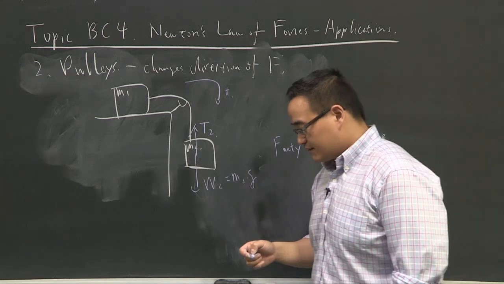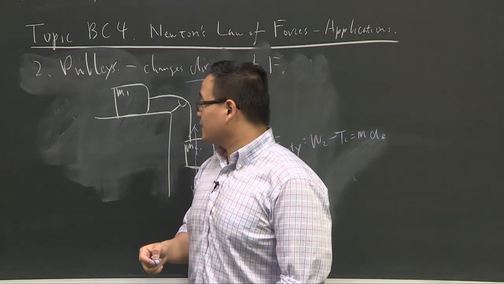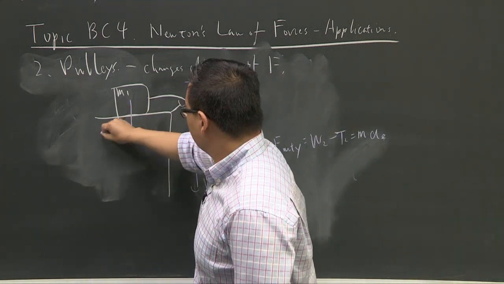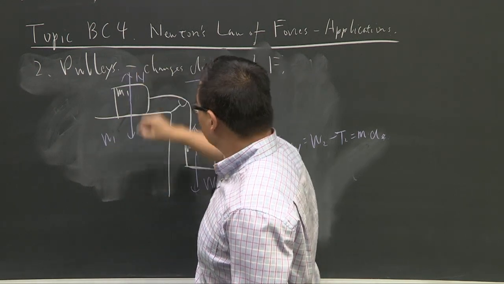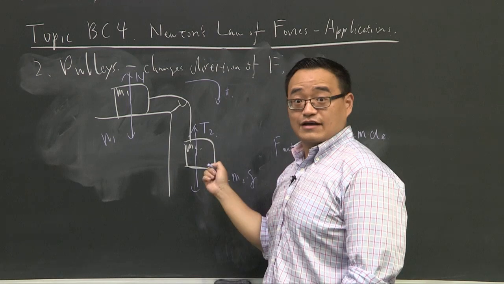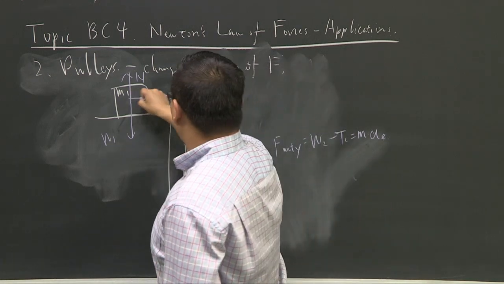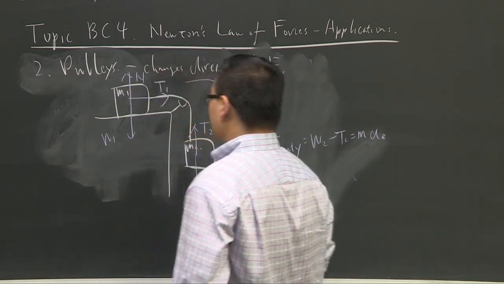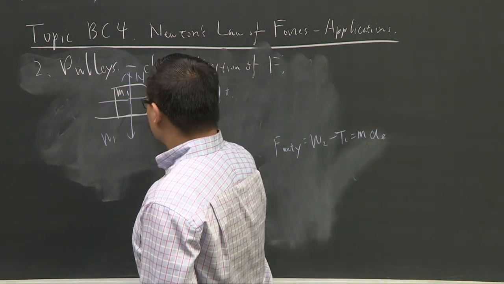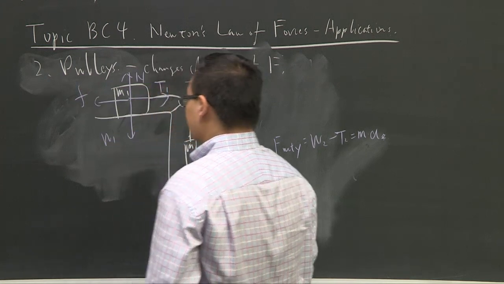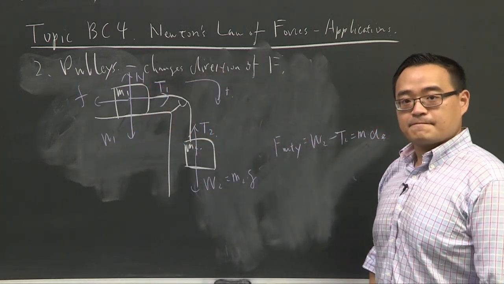What about the first object? The first object is a little bit tricky. You have your weight 1. You have your normal force, because it's making contact with the surface. You're getting pulled in this direction by T1, or the tension on the first block. And then, if there's a tension, there must be friction acting on this guy.